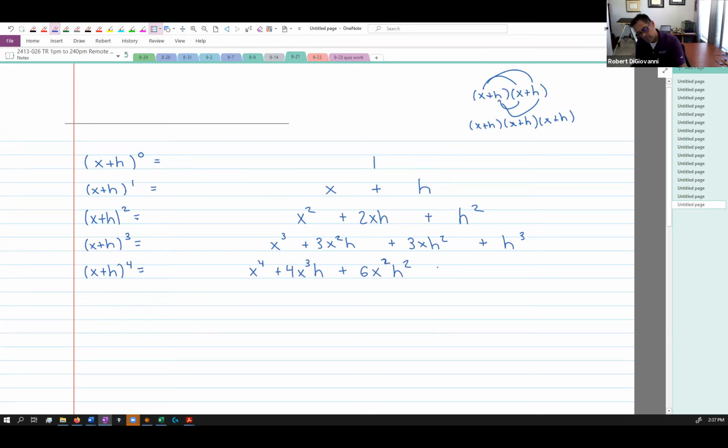I'm kidding, that you should know this. I mean, it's obvious, right? X plus h to the fourth is x to the fourth plus 4x cubed h plus 6x squared h squared plus 4x h cubed plus h to the fourth.